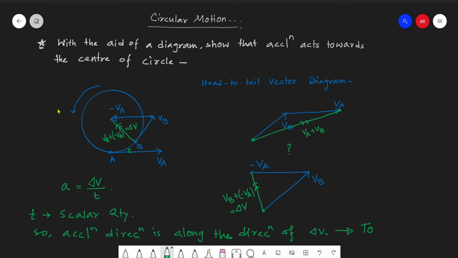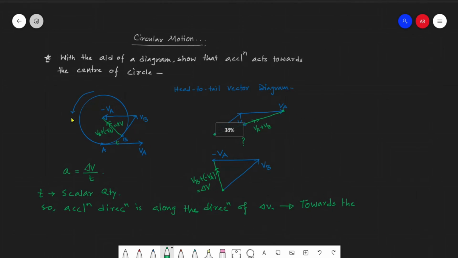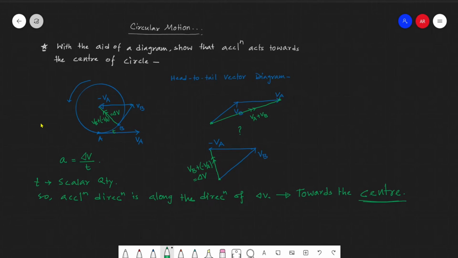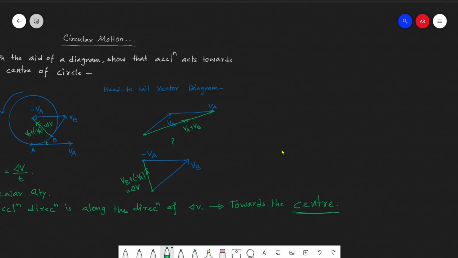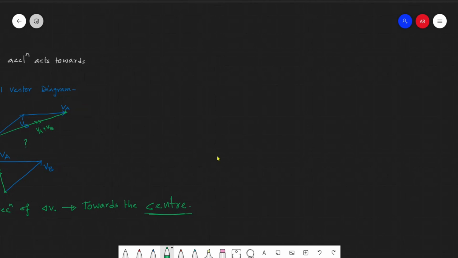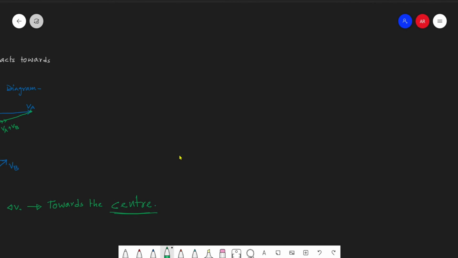My recommendation to you is, if you have been asked to draw this diagram to prove the direction of acceleration, choose the 2 points A and B close to each other, not far away, not very close, but moderately close, so that if you draw the vector diagram, you can end up with a diagram where the resultant acts towards the center of the circle. All right.